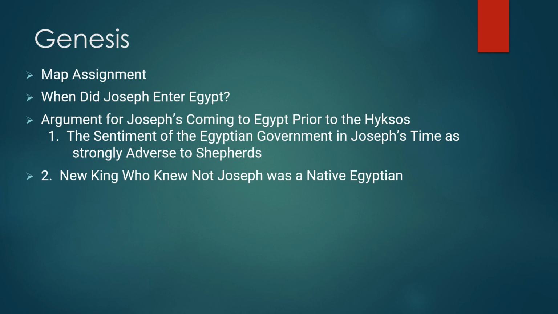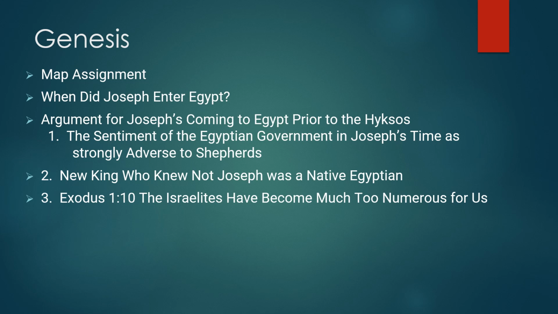The conclusion of the advocates of this early view is that the Israelites and the Hyksos were not allies, but they were antagonists, and the Hyksos oppressed the Israelites during the time of their reign, so that the new king who knew not Joseph, in Exodus chapter 1 verse 8, represented the Hyksos rulers, who then in turn put oppression on the Israelites.